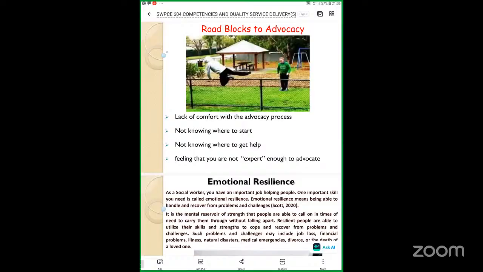Lack of comfort with the advocacy process, because at times that process may not be all that comfortable. It may not be the way you have planned it. Not knowing where to start. I want to engage in an advocacy program, or I want to embark on an advocacy visit. Where do I start? It could be a barrier. Not knowing where to get help. Who are those people that can come to your aid?